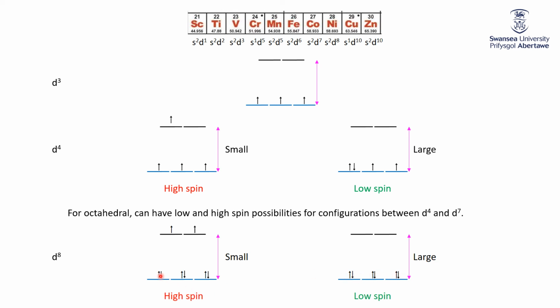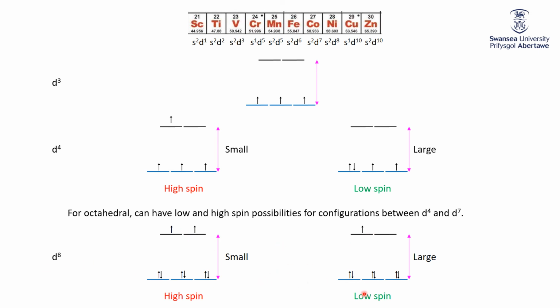High spin D6 would have been 1, 2, 3, 4, 5, 6. So in other words, 4 in the lower group, 2 in the upper group. Low spin D7. Now finally, we filled these low energy ones, so we have to put one in this higher energy one, even though there's a really big gap. So this is low spin D7. Again, if you remember, high spin D7 has 2 here, 2 here, 1 there, 1 there, 1 there. So 5 and 2 as opposed to 6 and 1.